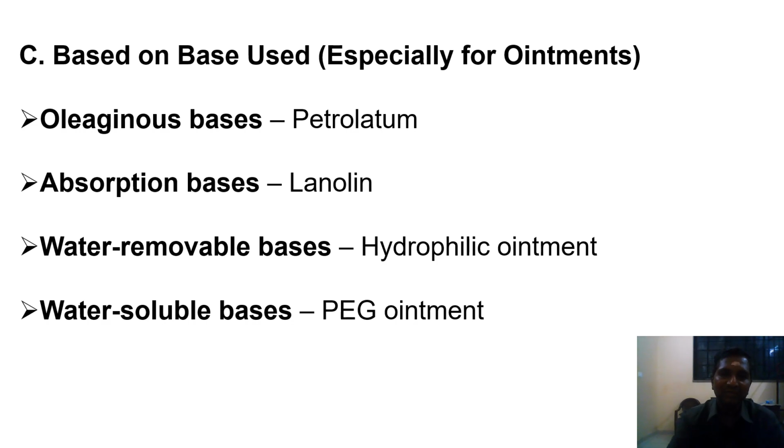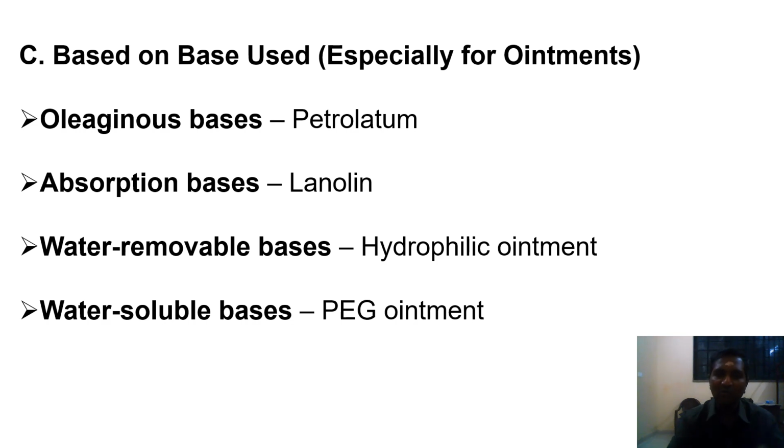Another important classification of semi-solid dosage forms, especially ointments, is based on the type of base used. The first type is homogeneous bases, also known as hydrocarbon bases. These bases are greasy and water insoluble and they provide an occlusive effect. An example is petrolatum. The second type is absorption bases. These bases have the ability to absorb water and form water in oil emulsions. An example of an absorption base is lanolin.